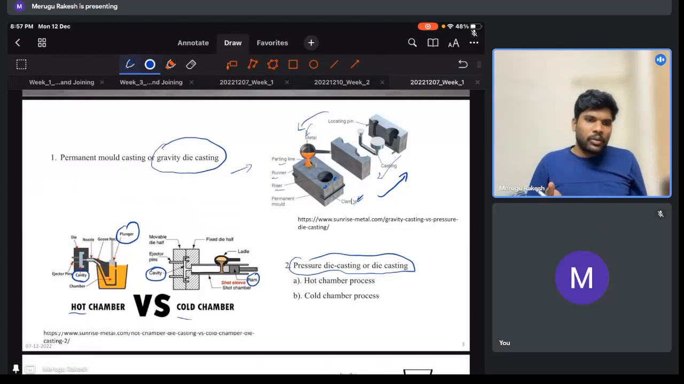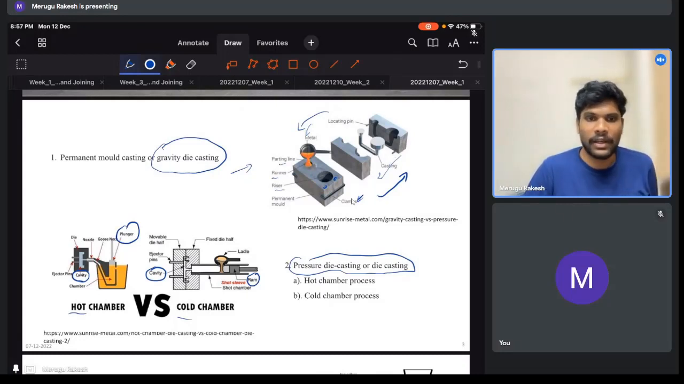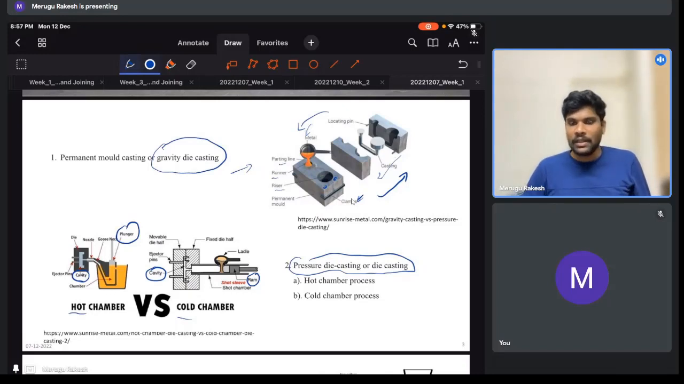So these are two types. We have hot chamber and cold chamber. The distinction is that in hot chamber, the entire setup, the molten metal, the plunger, the nozzle, everything is inside the hot metal. Whereas in cold chamber, we will use a ladle and pour the metal into that cylinder, and we use a ram to push the liquid into the cavity.